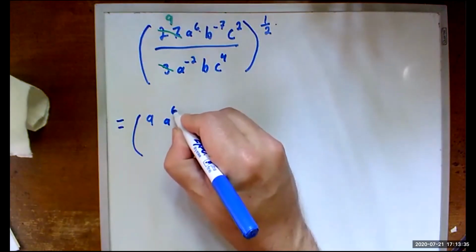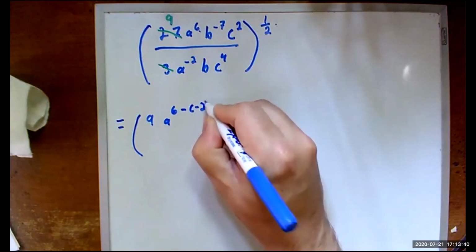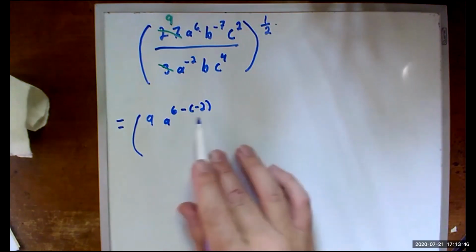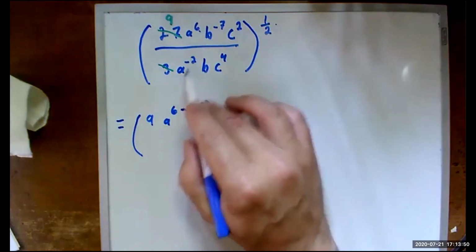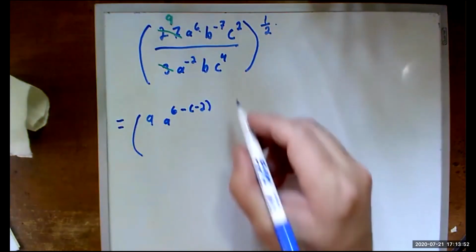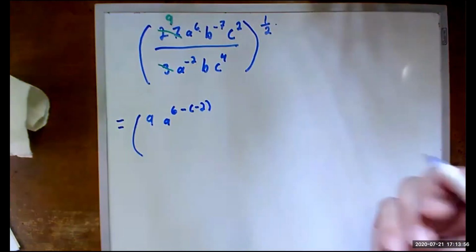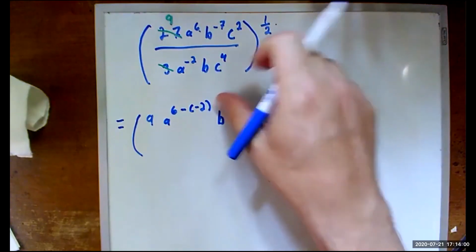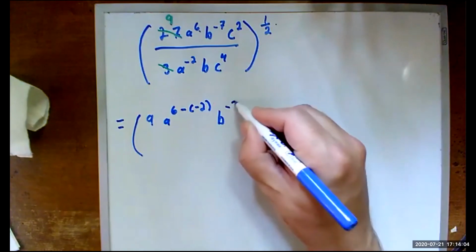A to the 6th over a to the -2, that becomes a subtraction question. I'm going to write it out really explicitly just so that we can keep track of everything. So this becomes 6 minus -2. I know it's a weird way to write out the powers, but I want you to see what's happening clearly here. I'm going to get a to the power of 6 minus the -2 from the other a.